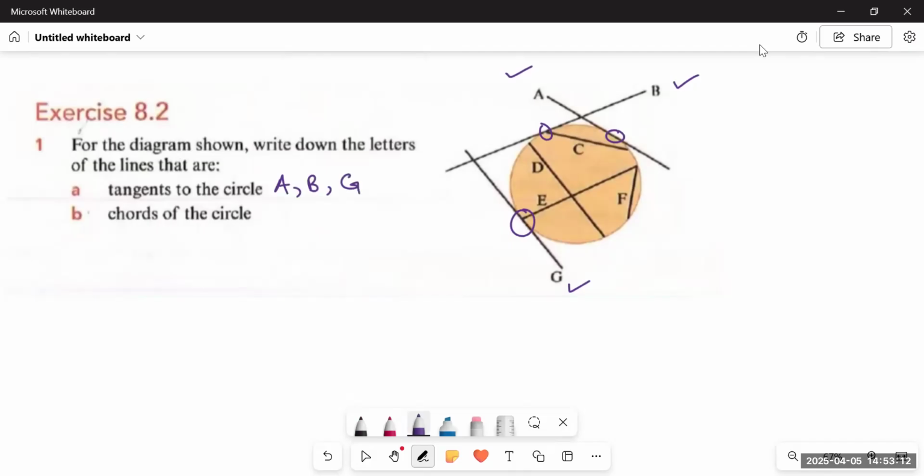And what are the chords of the circle? So if we talk about the chords, the lines that are inside of the circle, this line, E, is a chord. This is D, which is a chord. This is C, it's also a chord. And F is a chord. What is a chord? A chord of a circle is a straight line that starts and finishes on the circumference of the circle. So these lines meet this condition. So all of these lines are the chords, which include C, D, E, and F. These are all the chords.